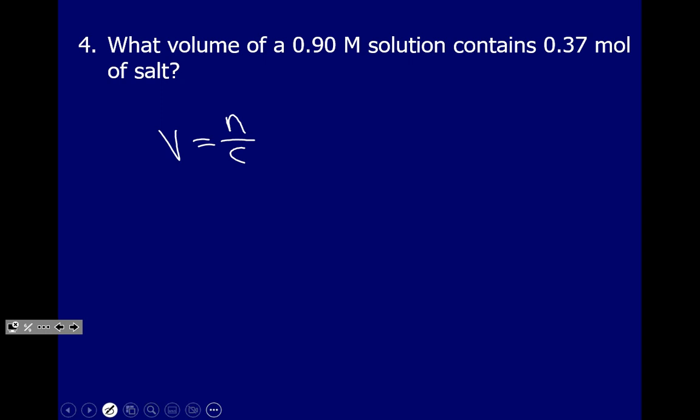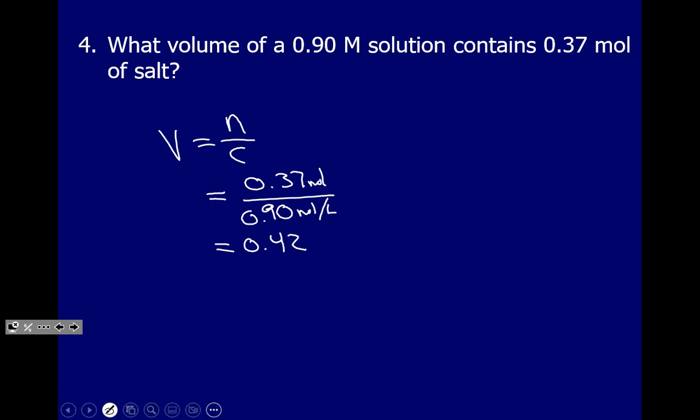That's a typical one that people make mistakes on. I don't know why they get it flipped over. N is 0.37 moles. C is 0.90 moles per liter. What is the volume of that solution there? 0.42, and there's only 2 digits there. I like that. What's the unit? It's liters.